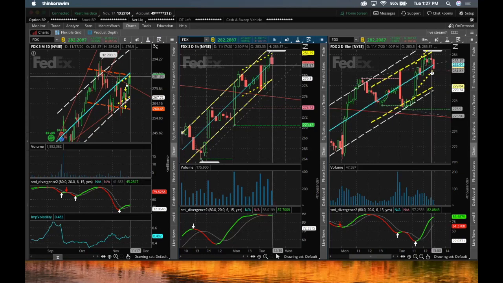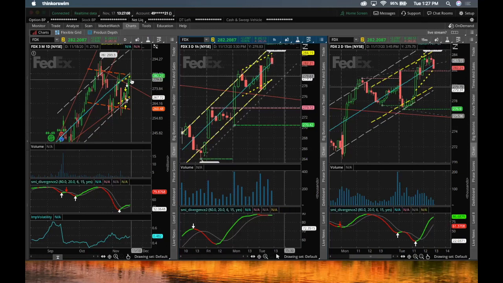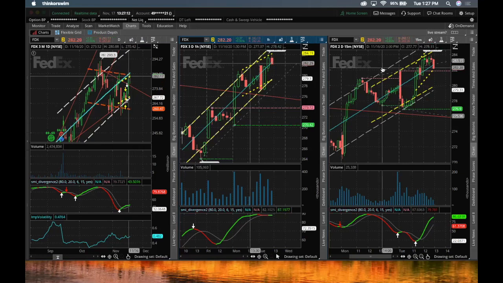So 15-minute is what I use for the daily. Intra week, I use the hourly. And then for a weekly or longer term, I use a daily.